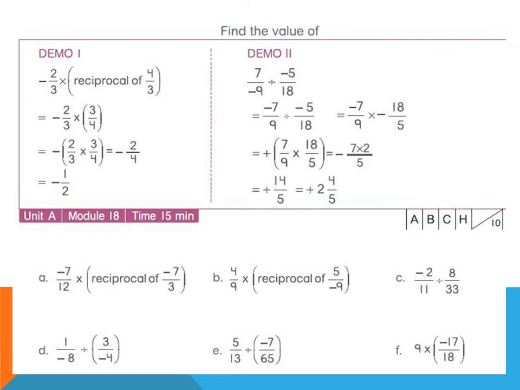Reciprocal of a fraction is the fraction which we get by reversing the numerator and denominator. Here, reciprocal of 4 by 3 will be 3 by 4. That means the numerator becomes the denominator and the denominator becomes the numerator. So our equation becomes minus 2 by 3 into 3 by 4. Minus comes to the front, within bracket 2 by 3 into 3 by 4. 3 cancels out, 2 cancels out 4. So the answer will be minus 1 by 2.